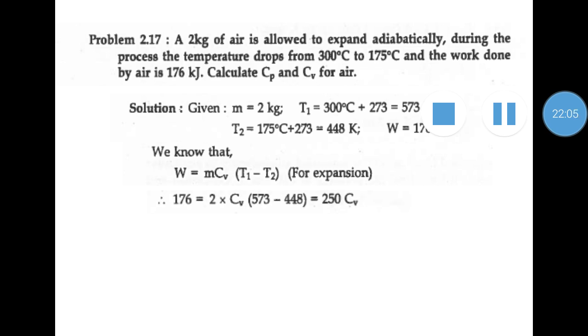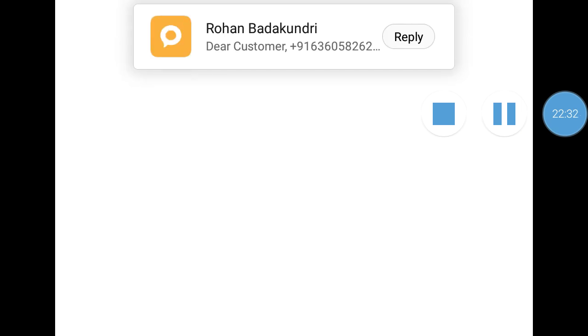Filling in all the values, W is equal to 176, m is equal to 2 kg, Cv we don't know, keep it as it is, T1 573 minus T2 448, so it becomes 250 Cv. 176 is equal to 250 Cv. Solving for Cv, that is 176 divided by 250, we get the Cv value equal to 0.704 kilojoule per kg Kelvin.